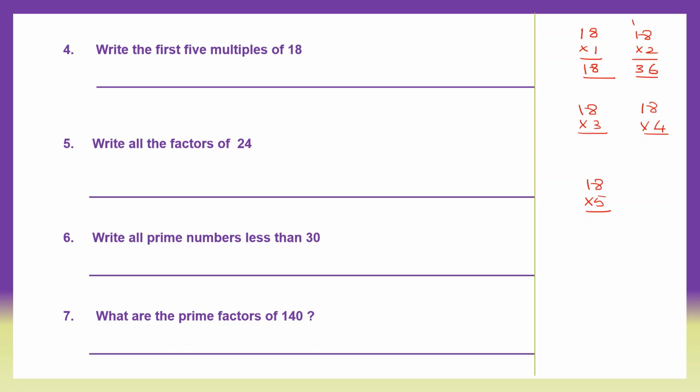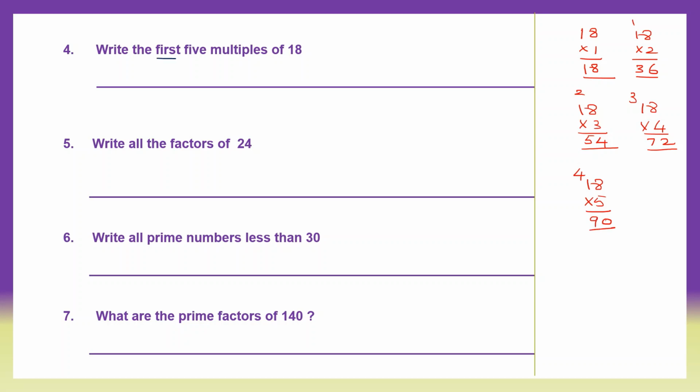18 twos are 36. Then we have 18 threes, 3 8s are 24, carry 2, 3 ones are 3, 4, 5, 54. Then 4 8s are 32, carry 3, 4 ones are 4, 5, 6, 7. 5 8s are 40, carry 4, 5 ones are 5, plus 4 is 9. So we've got the 5 multiples, the first 5.